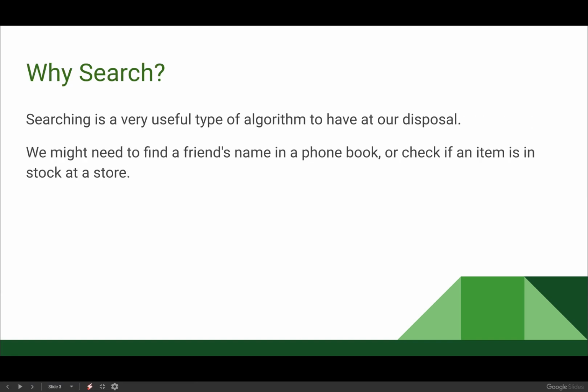Now, why would we ever want to make a searching algorithm? Well, searching is incredibly useful. We might need to find a friend's name in a phone book. We might need to find if an item is in stock at a store. We might need to check if there is an item in an array at all. So searching lets us determine where things are or whether they're present at all, which is always going to be helpful.